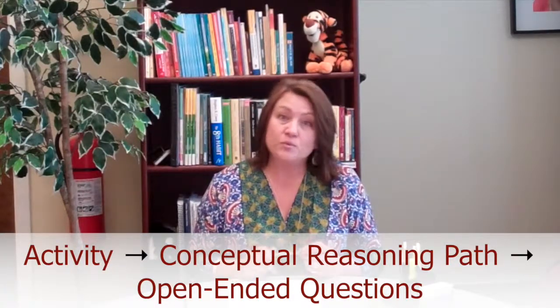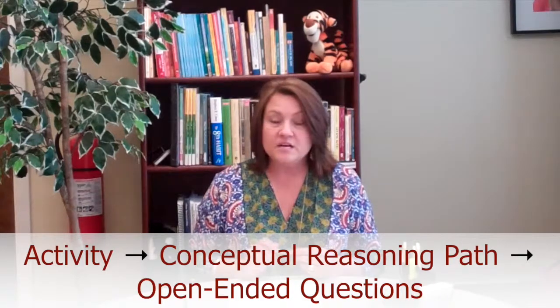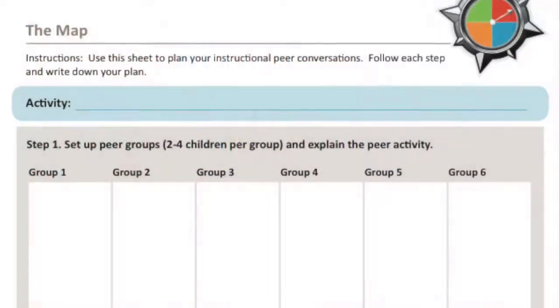The first thing I need to do is decide on an activity. After I've done that, I need to choose a conceptual reasoning path. Then I need to come up with a list of open-ended questions to ask the children. I'm going to use the map to lay all of this out.